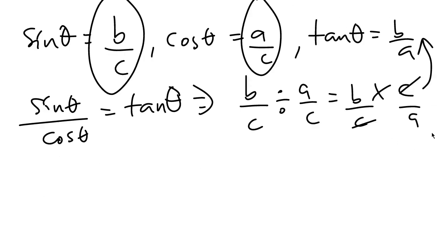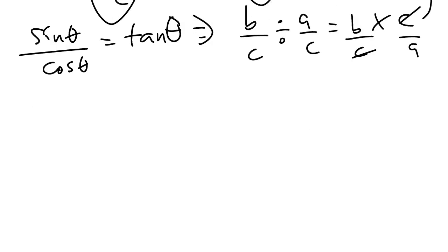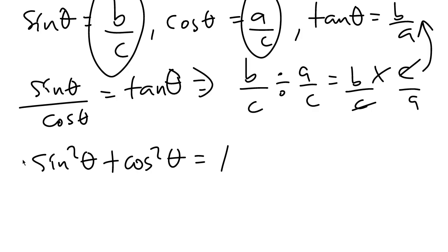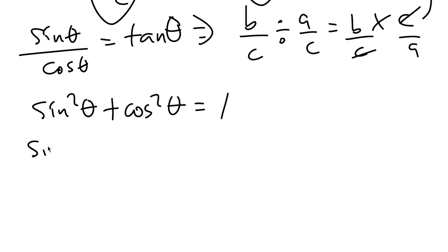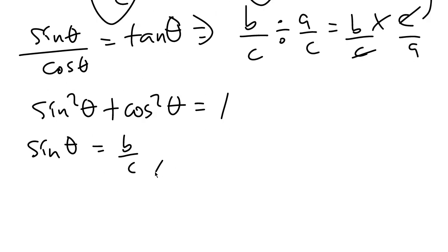So, a very important identity. Another important identity you need to know for the exam is the fact that sine squared theta plus cos squared theta is equal to 1. Prior to what I said earlier, we said that sine theta is equal to B over C, and that cos theta is equal to A over C.